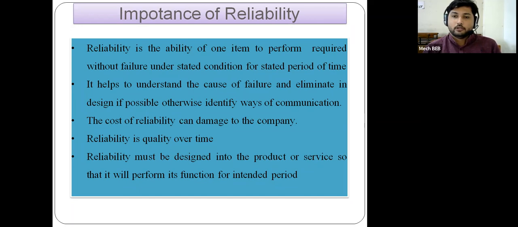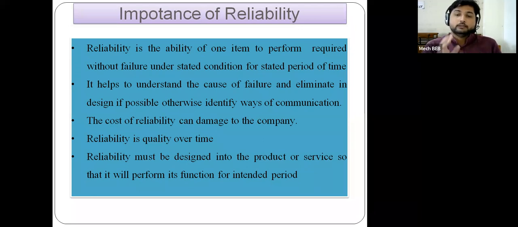Now you can take the example of watches. Some watches are waterproof, and some are not. There they mention that the watch is waterproof only for 30 minutes. After 30 minutes it will not be waterproof. So this is the lacuna of that particular watch, and it cannot be eliminated during the designing phase or the manufacturing phase.